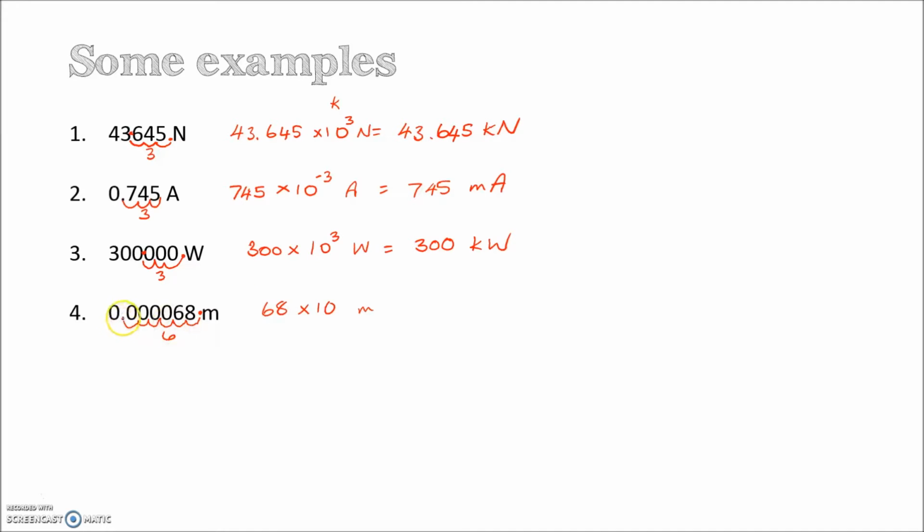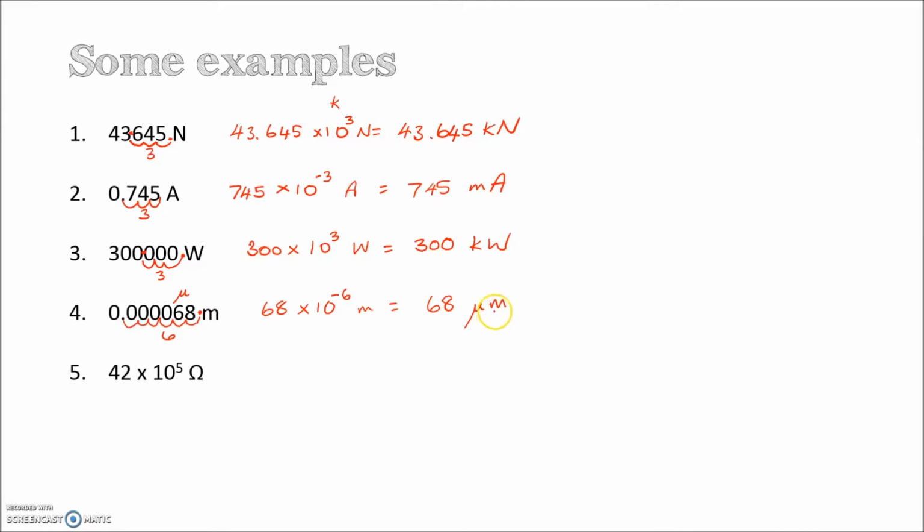Now again, we've made the number 1,000,000 times bigger, so we have to multiply it by 1,000,000th so that these two numbers are in fact equal. Now the engineering prefix for 1,000,000th is micro, so we can just write 68 micrometers.